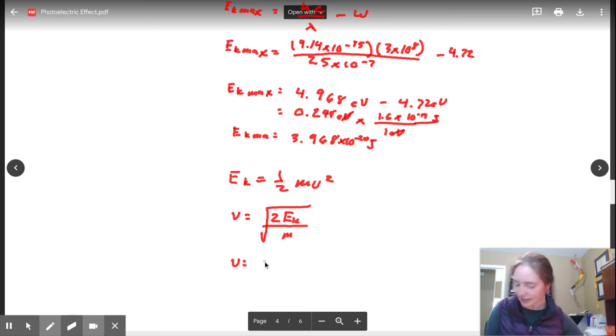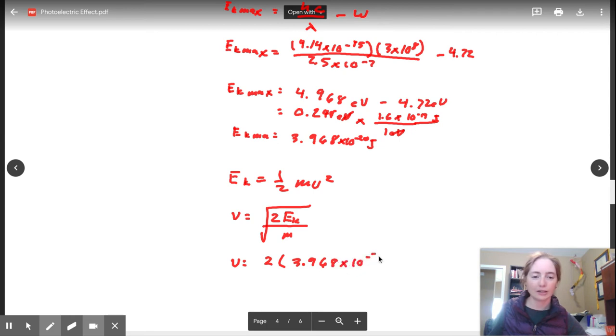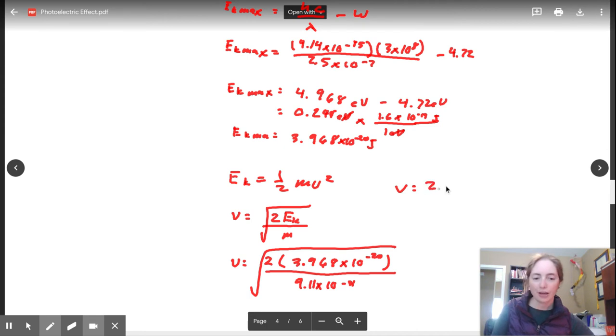So then we've got 2 times our EK in joules, so 3.968 times 10 to the negative 20. Okay, divide that by the mass. Now the mass of the electron, that's a constant. You get that from the back of your data sheet. Okay, square root the lot. And you are going to wind up with a speed of your electron of 2.95 times 10 to the 5 meters per second.